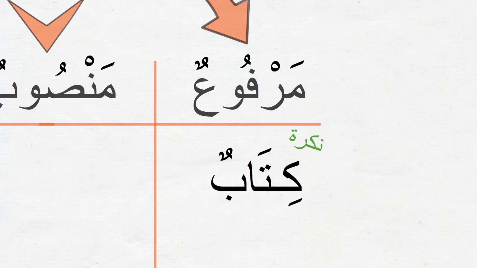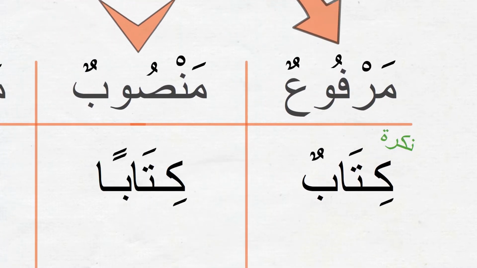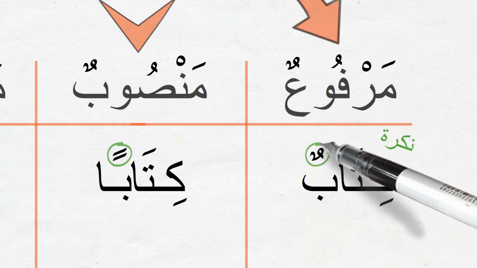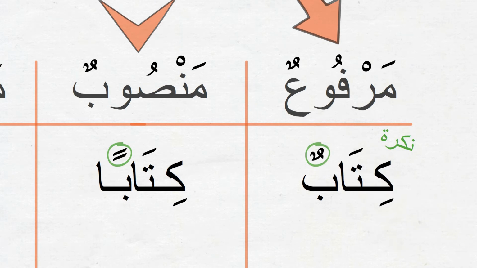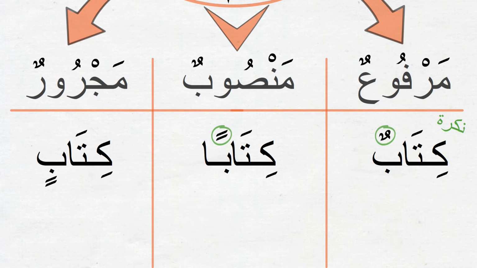Now let me show you what would be the mansub state of kitabun. Kitaban. Do you see what has changed? The end of it is now tanween fathah instead of tanween dhammah. So it looks like the state of an ism has got something to do with its ending. Interesting, isn't it? Let's now see the majrur state of kitabun. It is kitabin. What happened to it this time? Now it is ending with tanween kasrah.